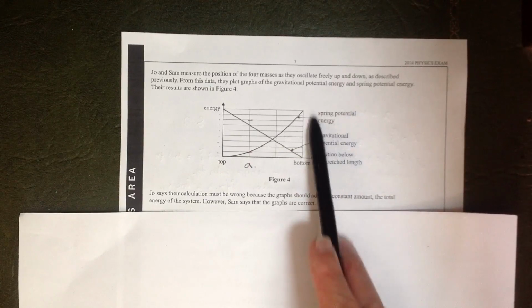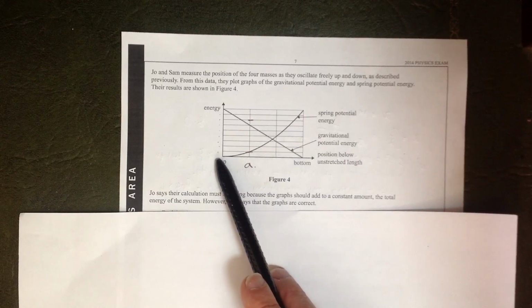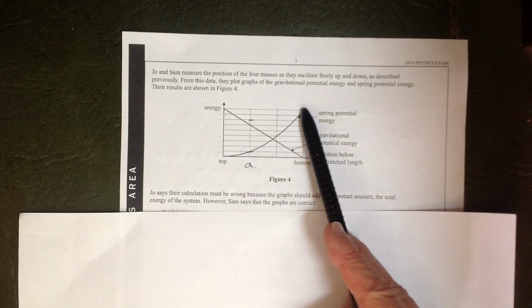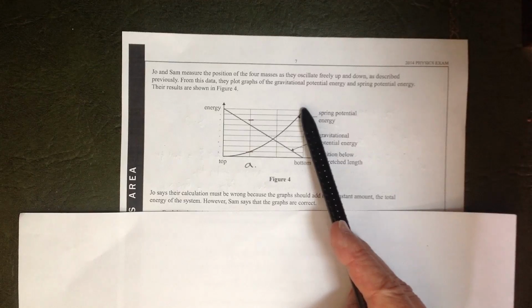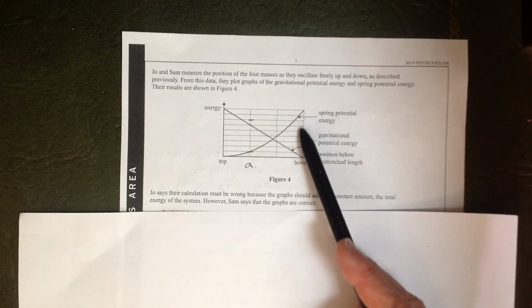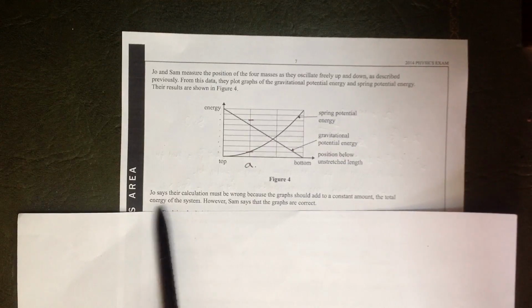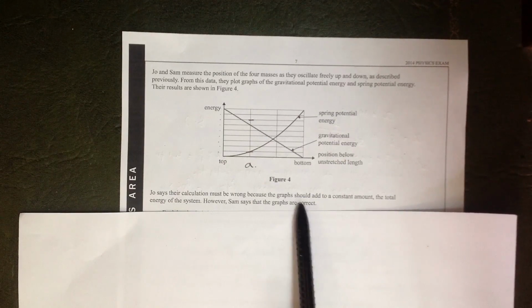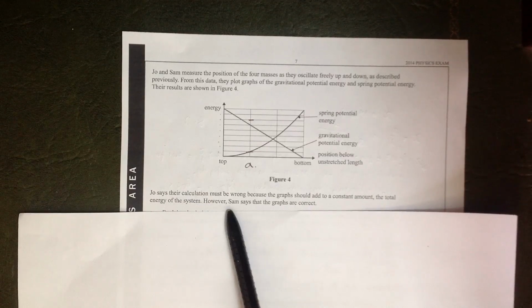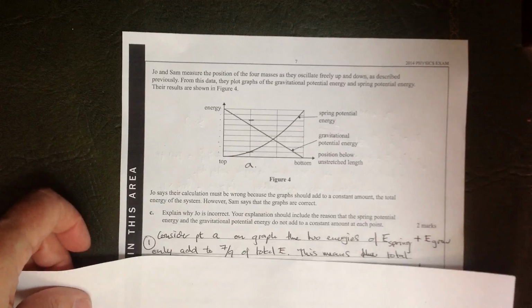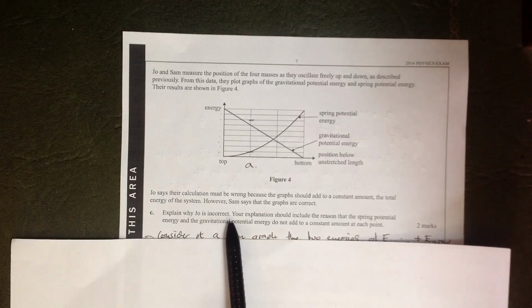And then the spring potential energy, at the top is 0 because it's not stretched, and then by the bottom it's stretched to its maximum, which is the same height as the potential energy, and so it's got its maximum potential energy there. So Joe says that the calculation must be wrong because the graph should add up to a constant amount, the total energy of the system. However, Sam says that the graphs are correct. And then we are asked to explain why Joe is incorrect.